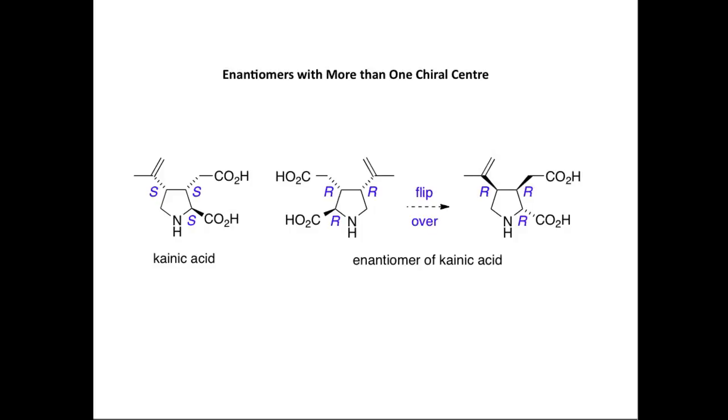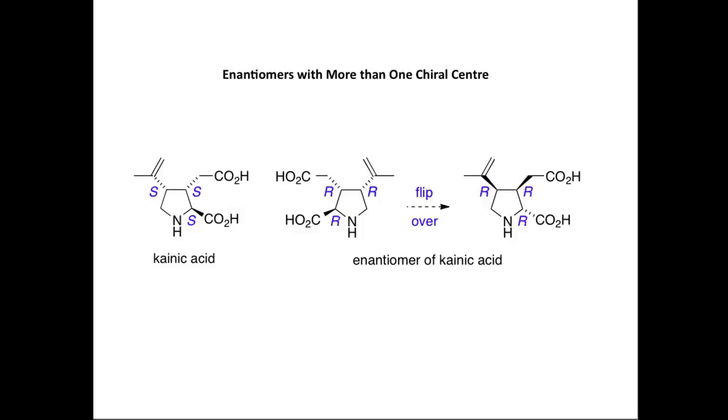We're now going to look at enantiomers with more than one chiral center. So let's look at kainic acid again, and if we define the stereochemistry, or if you like, the configuration of each of those 3 chiral centers using the R and S system, you'll find that all 3 chiral centers have S configuration. If we look at the mirror image of kainic acid, which is shown here, the enantiomer, if you look at the configuration at all 3 chiral centers, you'll see that these have the R configuration.